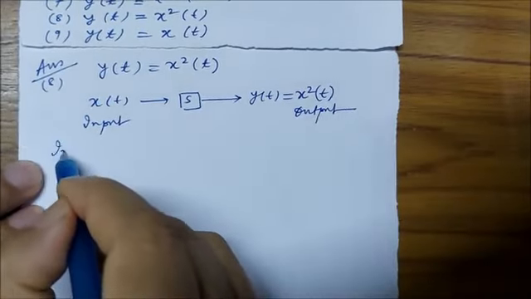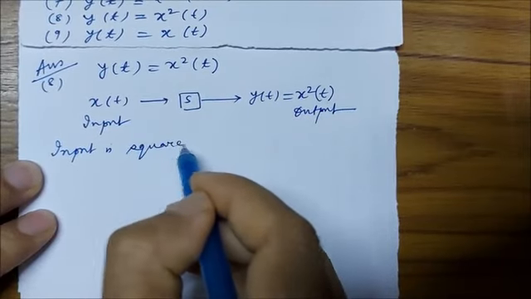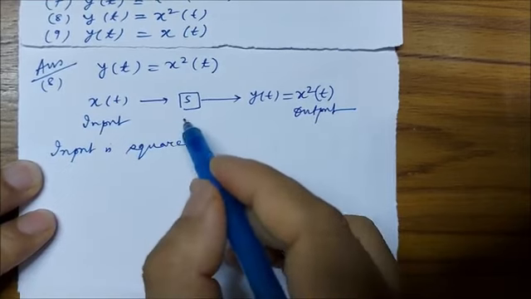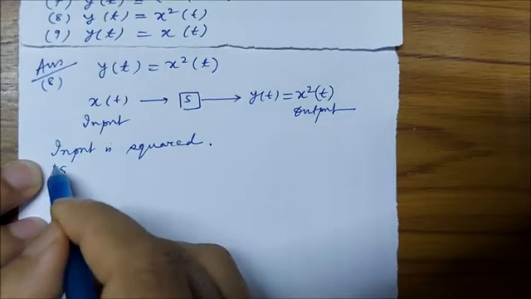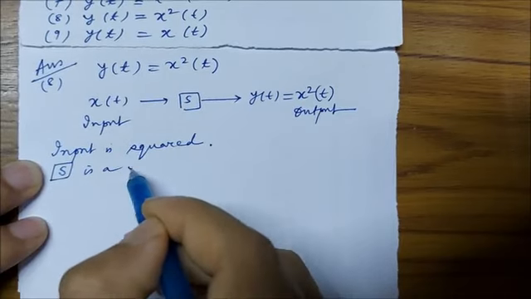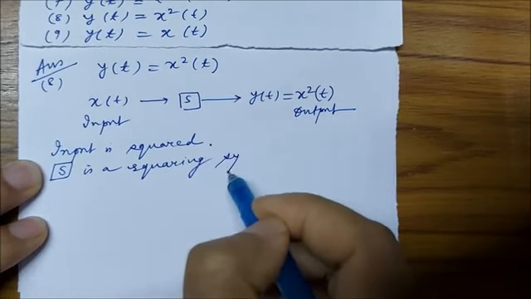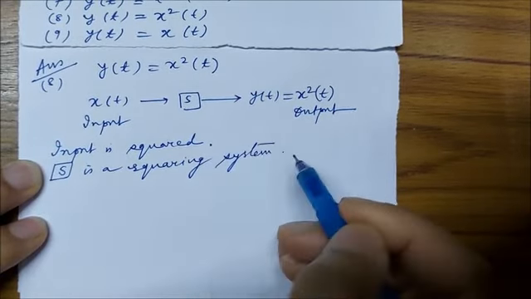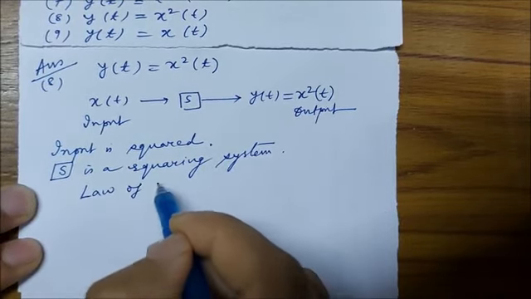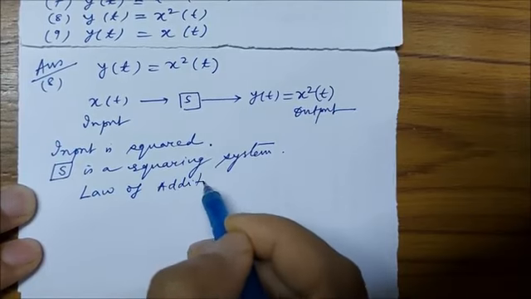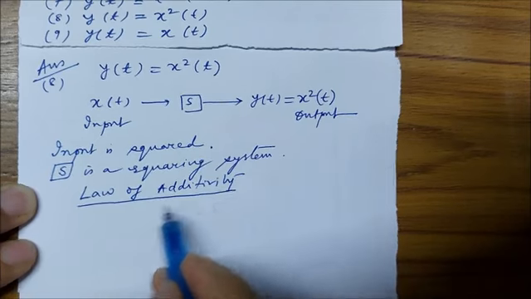So input is squared after passing through the system. So it is very obvious that the system is a squaring system. Now let us check law of additivity, whether it holds or not.